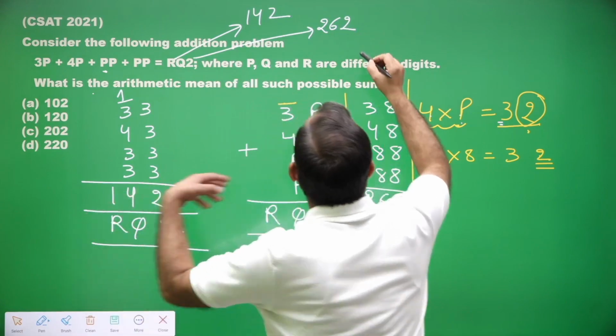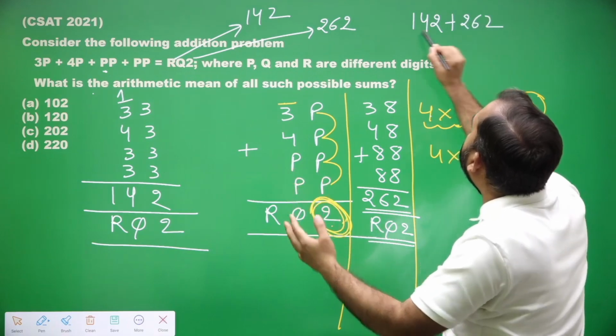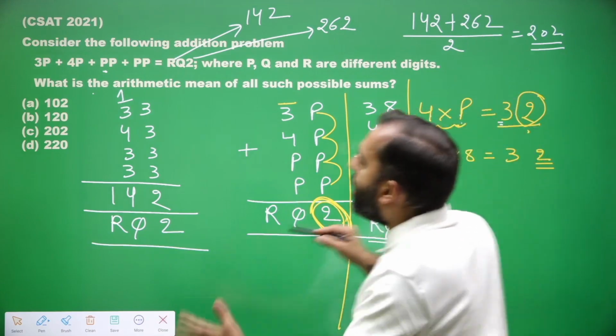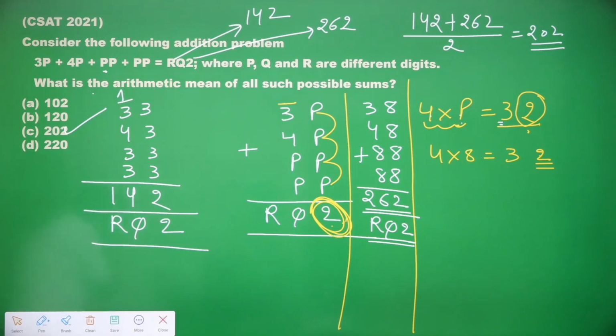If you find their arithmetic mean, which is 142 plus 262 divided by 2, the answer is 202. Hence the answer to this question is option C. Please make a note of it. So there are two ways of dealing with this problem. I hope this is clear to everybody. Let's move on to the next question.